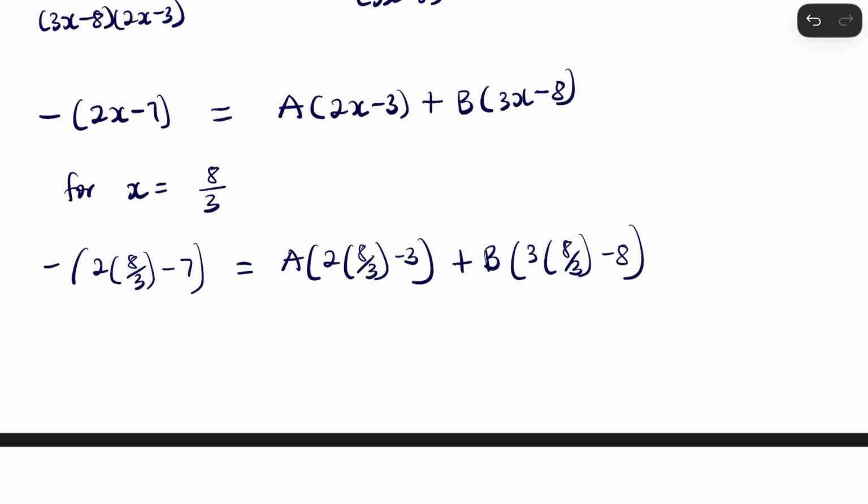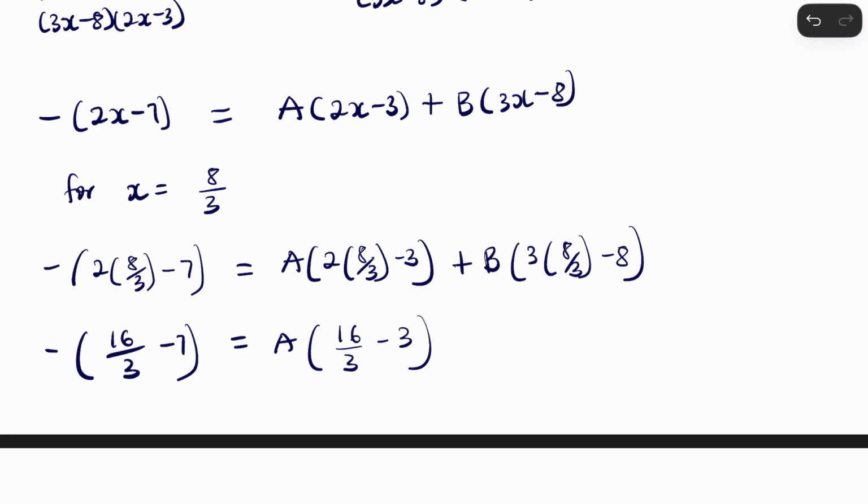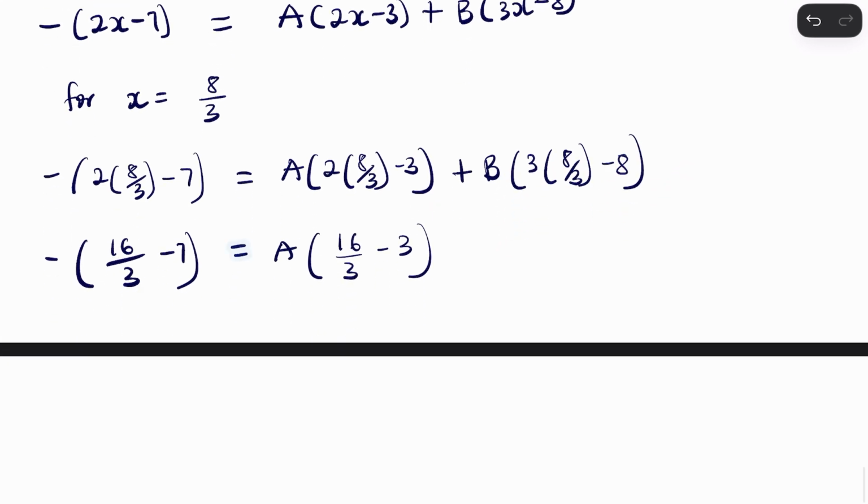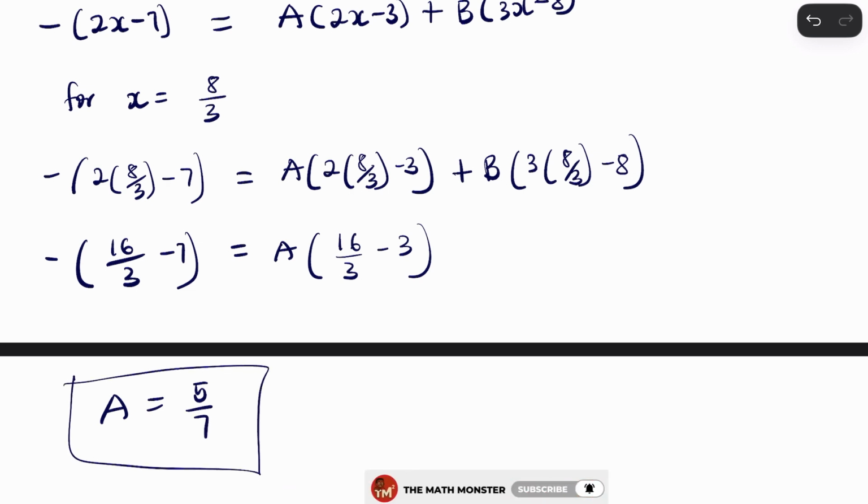So now let's simplify this guy. That will be -16/3 minus 7 is equal to A times (16/3 - 3). And here, this will cancel down, so you're going to have 8 minus 8, which is 0. So the B term will go to 0. So we now simplify this, then we solve for A. In doing so, we are going to have A to be equal to 5/7. So we now have the value for A.